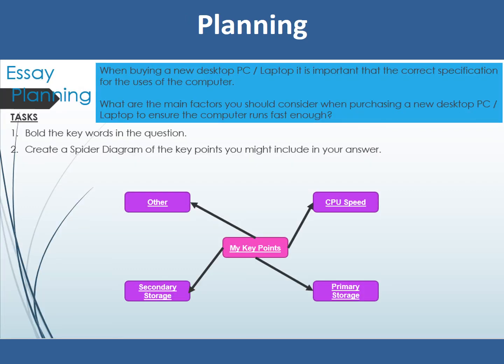I want you to find this page in your workbooks and first of all make the keywords in the question bold so you have a clear understanding of the question. Pause the video and complete that now. Secondly, I want you to create a spider diagram of the points you might include in your answer. I've given you a start, CPU speed, primary storage, secondary storage and other. Have a think about what might be included in the other.